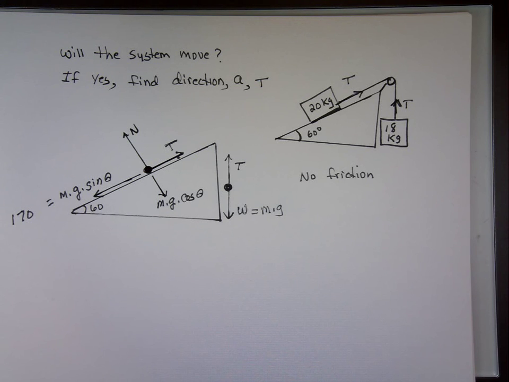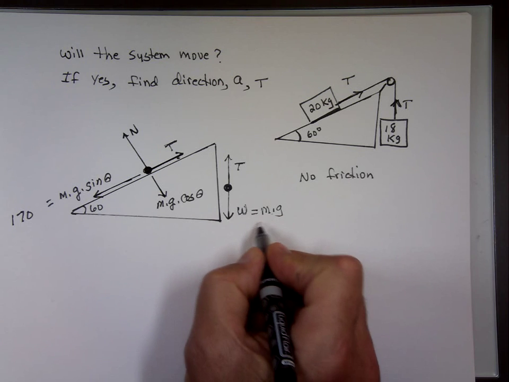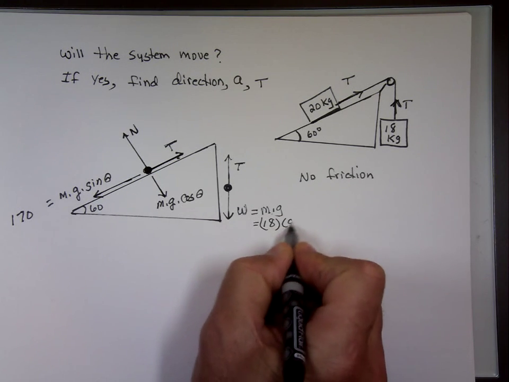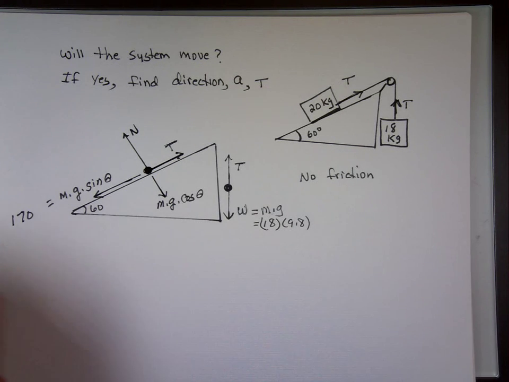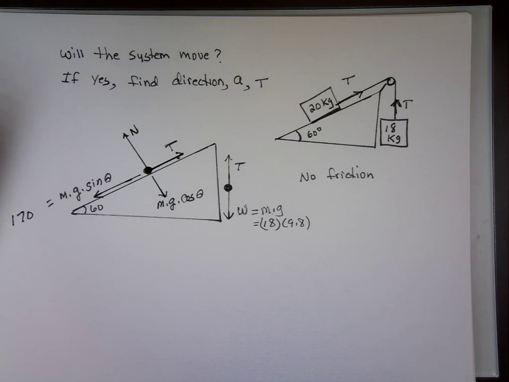The weight is mass times gravity. What's the mass here for this one? 18. And gravity is 9.8. What's 18 times 9.8? 18 times 9.8, 176.4.